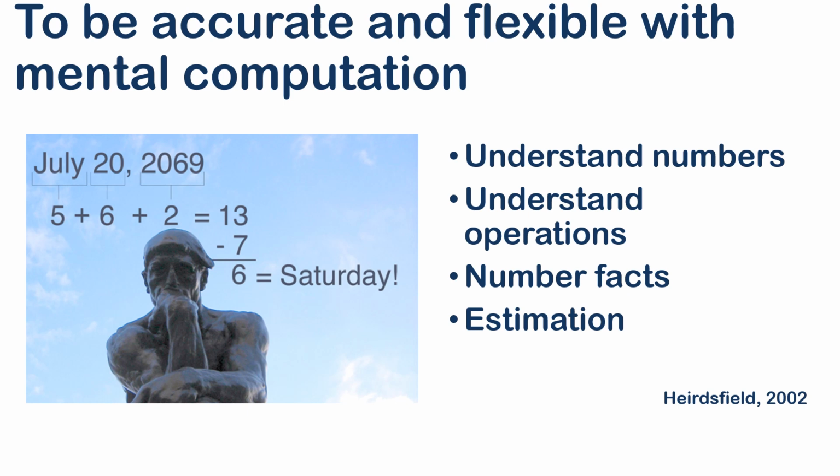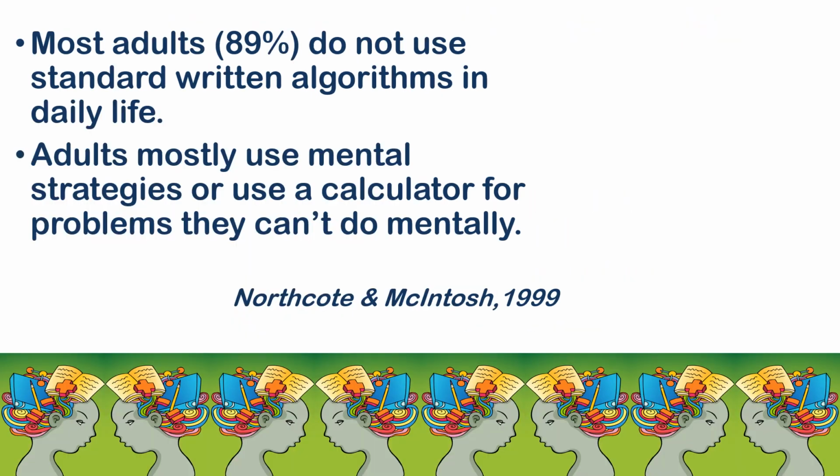And we also need to estimate. We need to know whether the answer we're getting is around about what we think it should be. And again, that builds those skills of numeracy. And if we have a look at the thinker here, 5 + 6 + 2 is 13. 13 take 7 is 6, and that'll equal Saturday. Well, how that works is a little bit of math magic to me. Maybe we can talk about that a little more in the tutorial when it comes up.